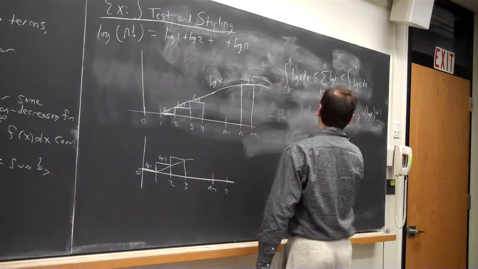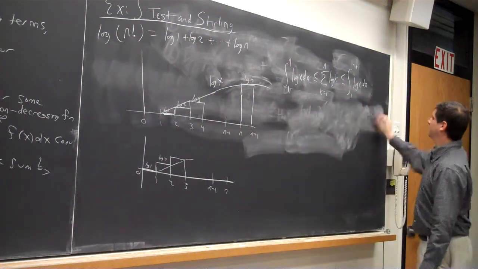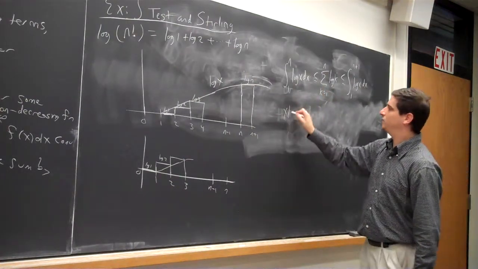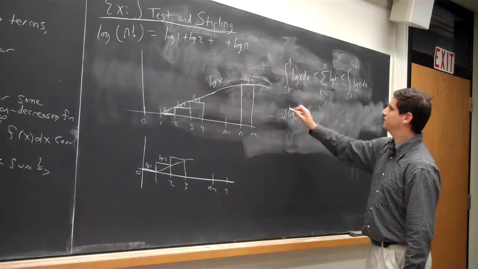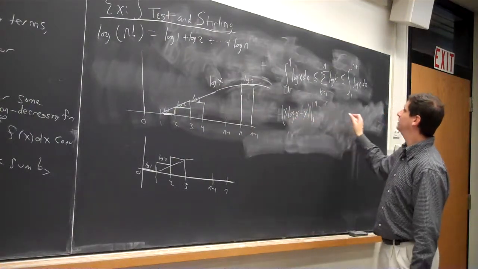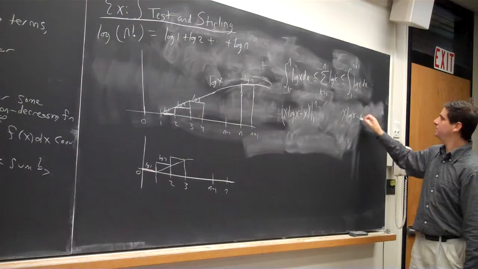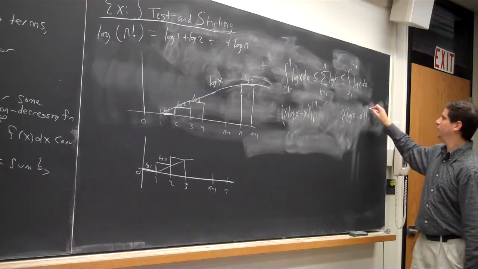Well, now that we know that, we can calculate the area. The integral of this is just going to be x log x minus x evaluated at 1 and n, and this would be x log x minus x evaluated at 1 and n plus 1.